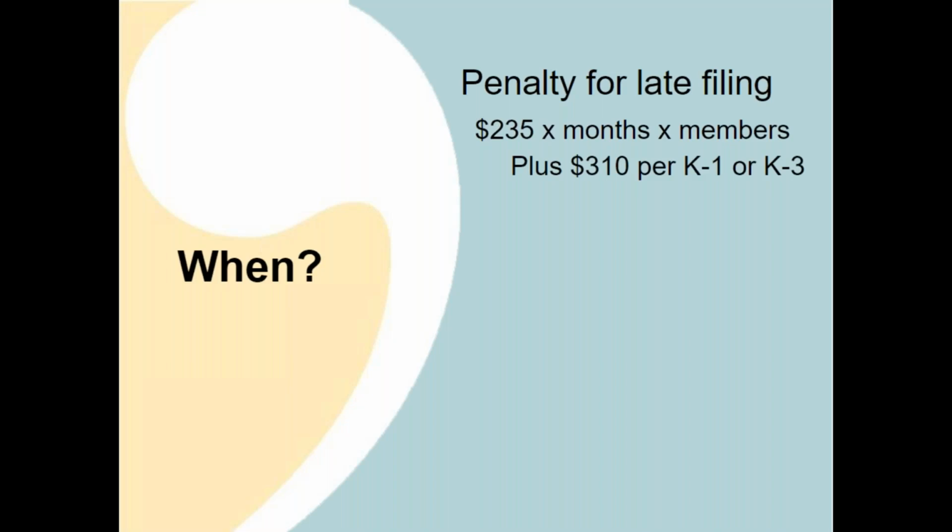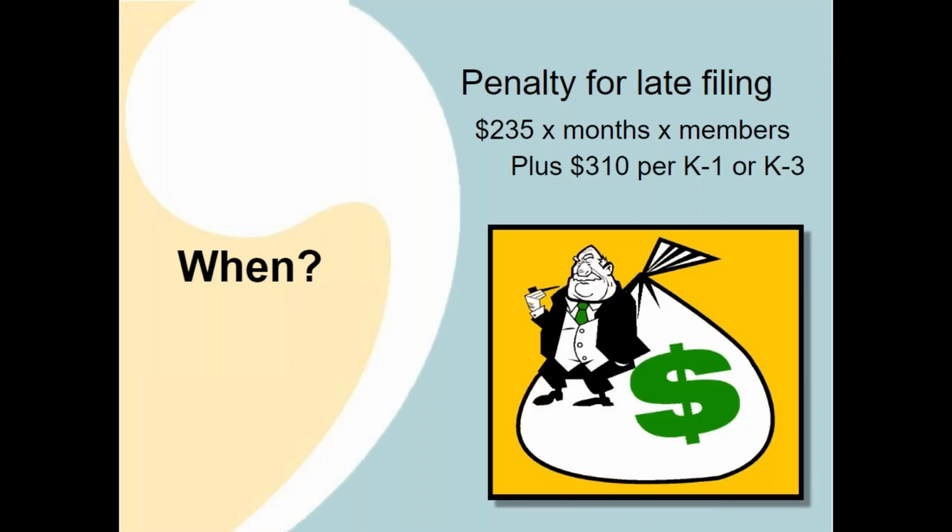Plus, there's a minimum $310 penalty for each failure to furnish a Schedule K-1 or K-3 to a partner when due, and/or for each K-1 or K-3 on which there is missing or incorrect information. This adds up very quickly. Each year we get questions from clubs that have received tax bills for thousands or tens of thousands of dollars because they have failed to meet these requirements.